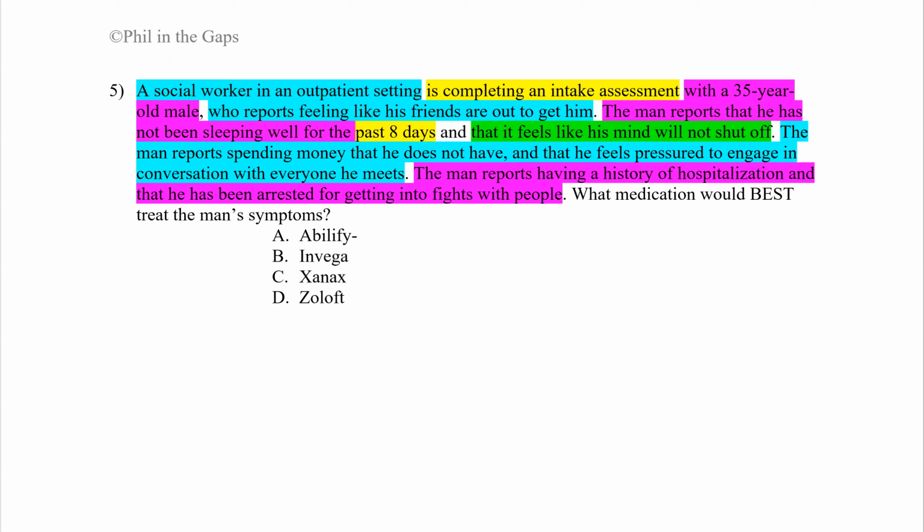So let's identify each medication, compare back to the question to see what we're looking at in particular. Abilify improves someone's ability to handle their mood and or psychosis because it is an antipsychotic, but also doubles as a mood stabilizer. Invega is an antipsychotic.